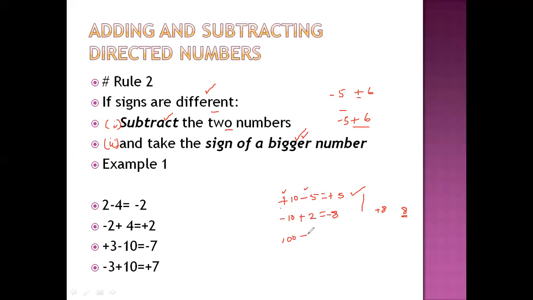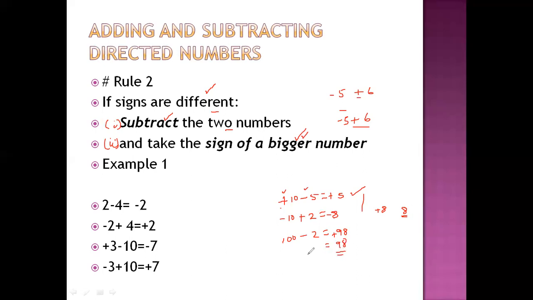100 minus 2. Okay, it means there is already a positive sign and a minus, so these signs are different. You subtract, you get 98, and you take the sign of the bigger number, which is a plus. You can just write 98. Even if you just write 98, the answer will still be fine.